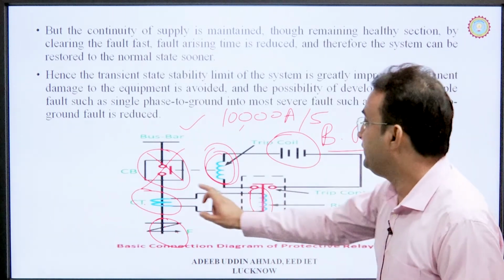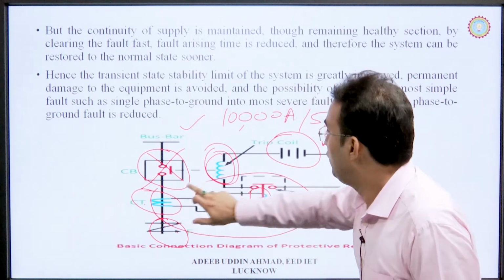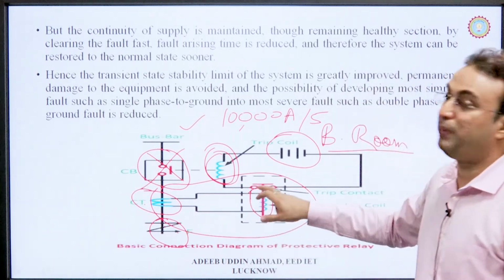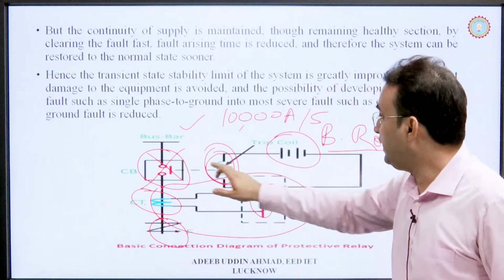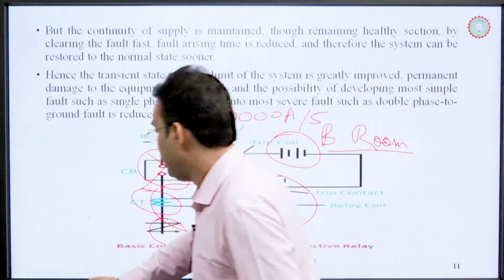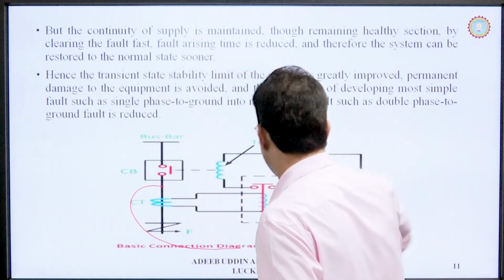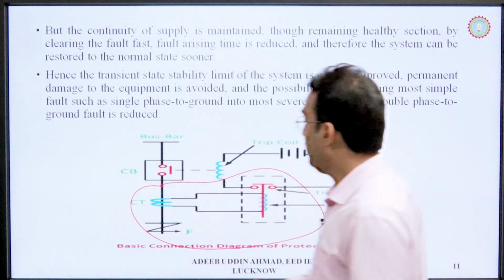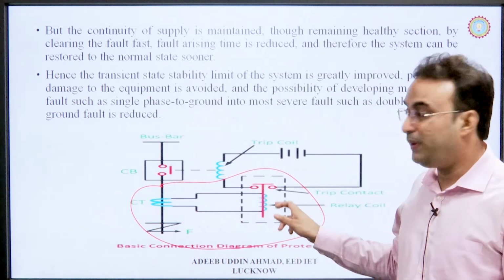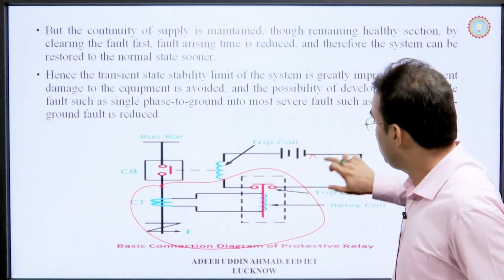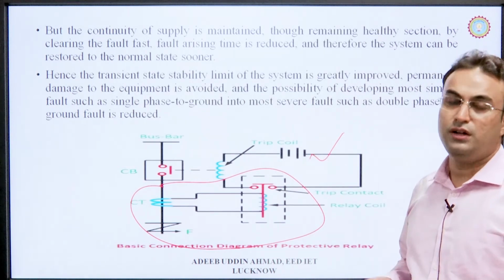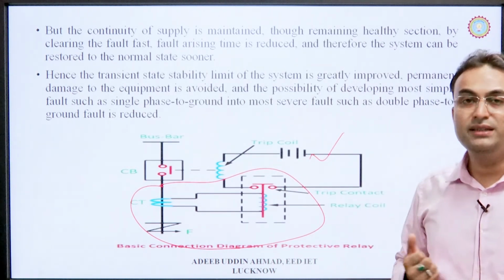So, this part, what is this part? This part is the relay part, and this part you can say is the circuit breaker part. This is the relay part, and this part is the circuit breaker part. So, we have some relay part and circuit breaker part.